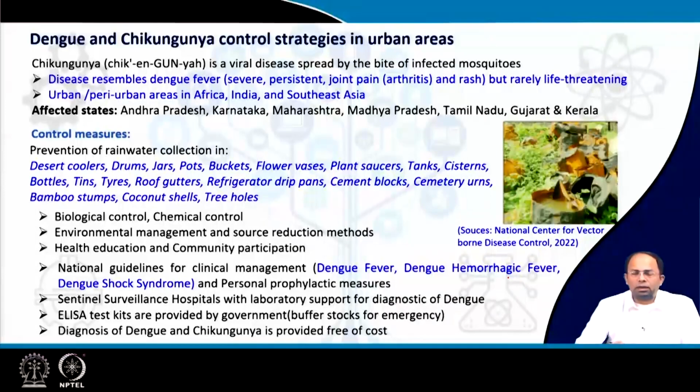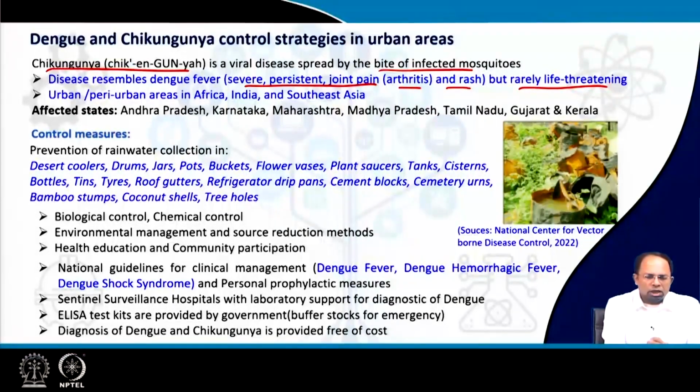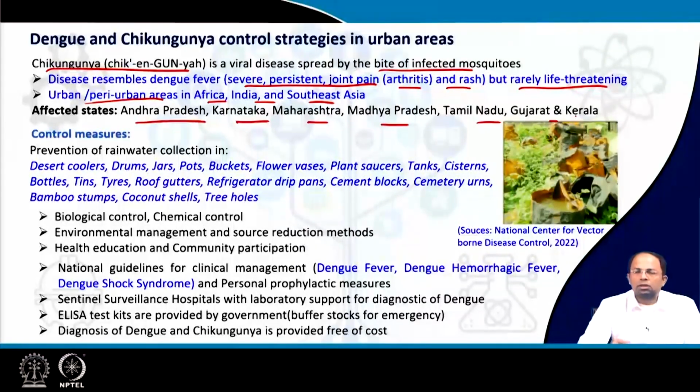Along with dengue, there is another disease called chikungunya, which is also a viral disease and is spread similarly by mosquitoes. It resembles dengue fever, with severe persistent joint pain like arthritis and rash, but it is much less risky than dengue and is rarely life-threatening, whereas in dengue a lot of people also die. This disease was found in urban and peri-urban areas in Africa, India and Southeast Asia particularly. The states affected by chikungunya are Andhra Pradesh, Karnataka, Maharashtra, Madhya Pradesh, Tamil Nadu, Gujarat and Kerala. The control measures for both dengue and chikungunya are more or less the same.